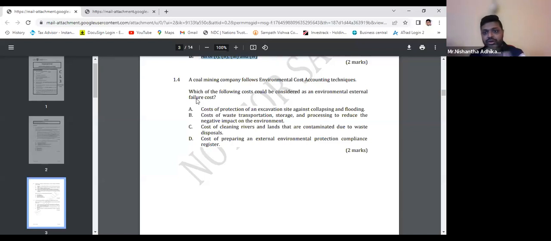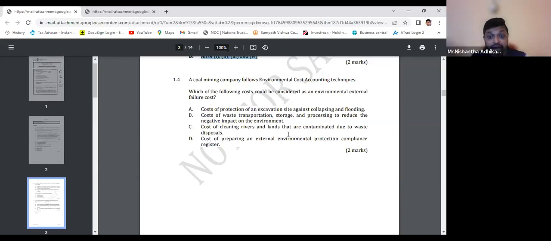Right. Now, we have given 4 examples. You have to identify what is the external failure cost out of these 4 examples, right? Cost of protection of an excavation site against collapsing and flooding, right? It is not an external failure cost. You have higher preventive cost. Okay, prevention. You are going to prevent such an event. Therefore, that is cost of quality conformance, not an external failure cost. You have taken the necessary step to prevent such occurrence. Therefore, A should not be considered.